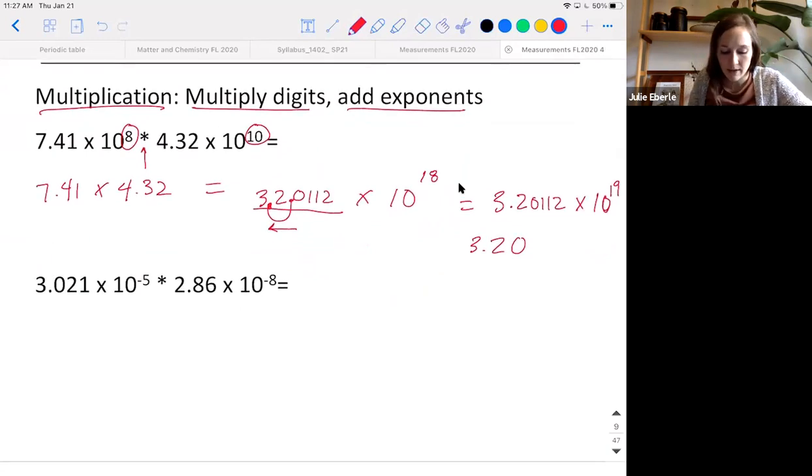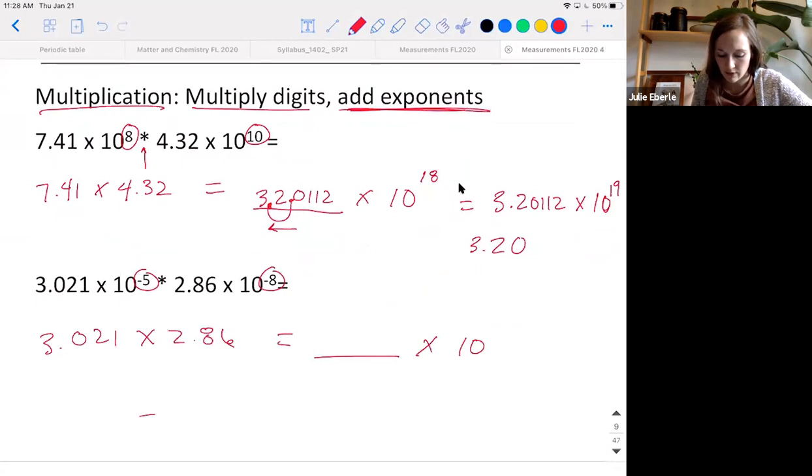You would do the same problem here on the second number. Go ahead and do that. 3.021 times 2.86. And then whatever that number is, it would be times 10 to the power of, our exponents here are -5 and -8. And what we're doing, we're adding the exponents. So you do -5 plus, I like to put it in parentheses, -8. What does that equal? Should be -13.